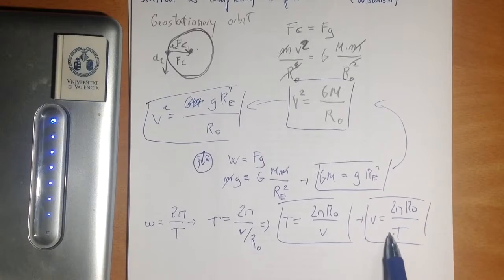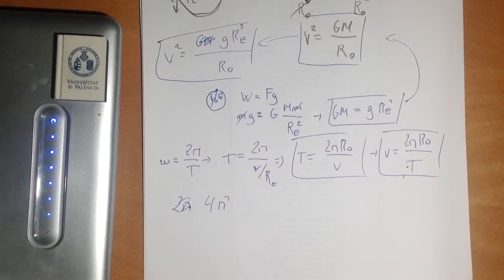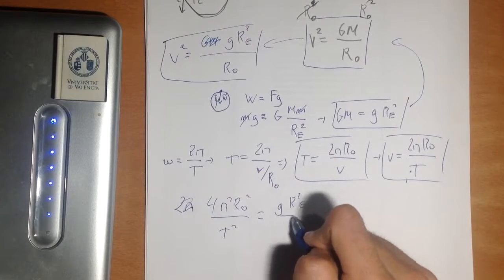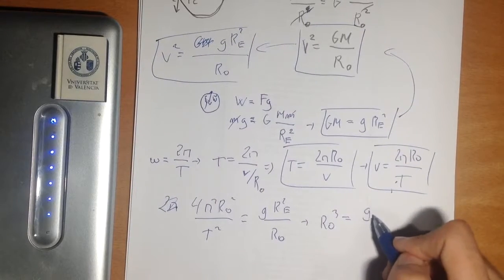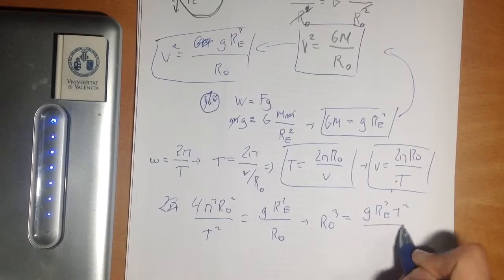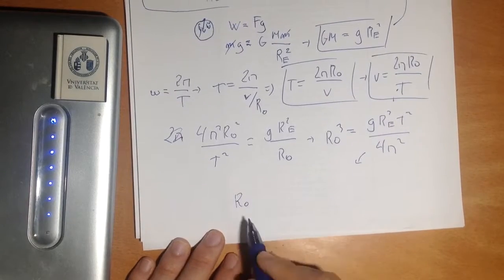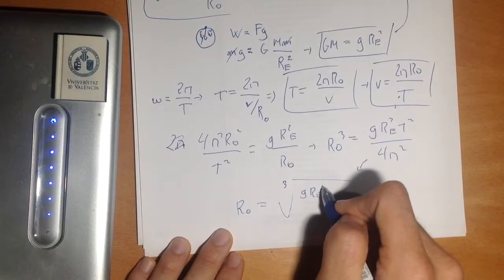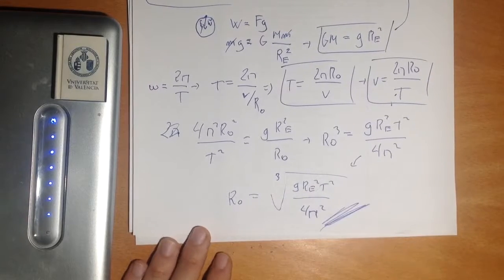So we just have to go here and plug in again, equal to g, and we just have to describe the radius of the orbit as follows. Okay, so we are done.